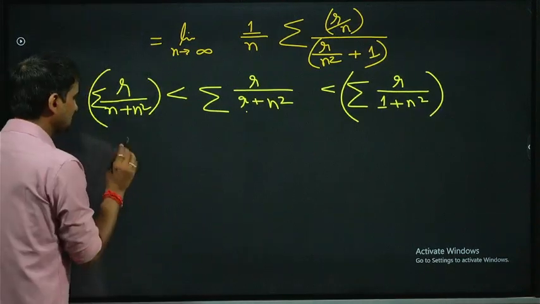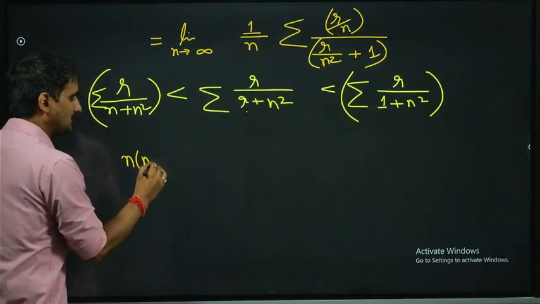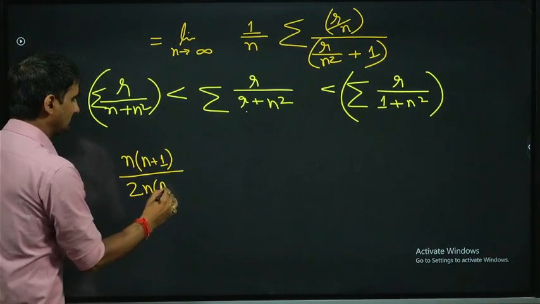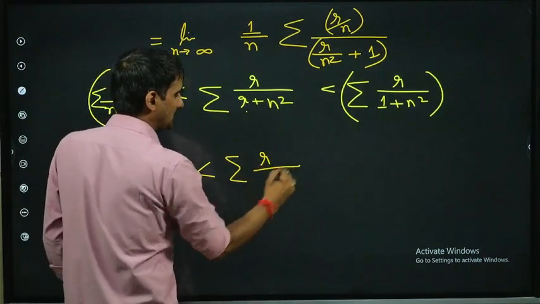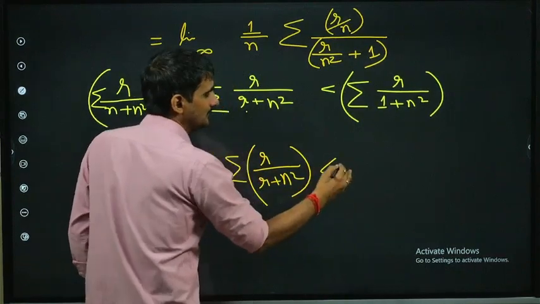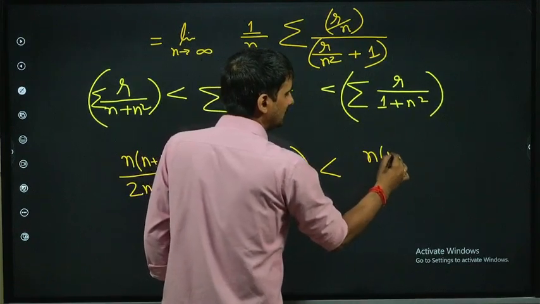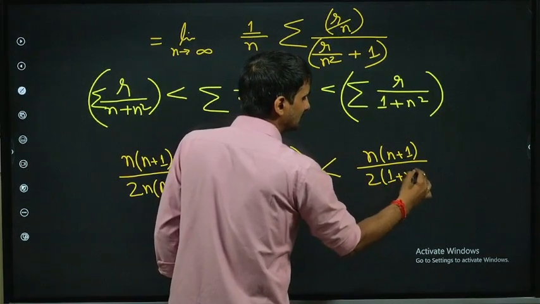So we get here summation r, see, the denominator is a constant, okay. So its summation of r is n into n plus 1 by 2, over n plus n square, which is less than summation r upon r plus n square. We can't do anything with this. Less than summation of r, which is n into n plus 1 by 2, over 1 plus n square.